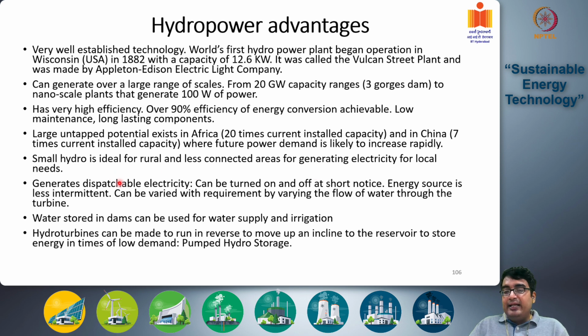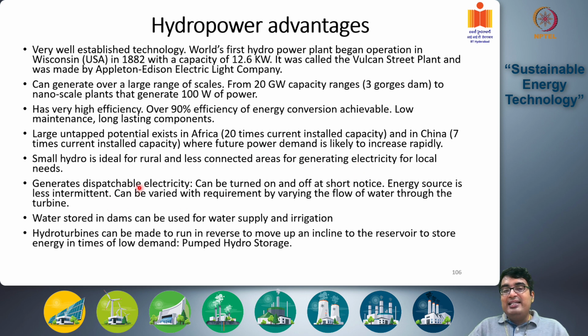Small hydro is ideal for rural and less connected areas for generating electricity for local needs. So for rural and less connected areas, in mountainous villages which are located close to mountain streams, you can have small hydropower plants installed that can generate electricity at the local level. This is kind of the idea of the movie Swades, if you remember. So if you look at distributed power systems in hard to reach villages in tribal areas or other places far away from the grid, you can have a small hydro and do that.